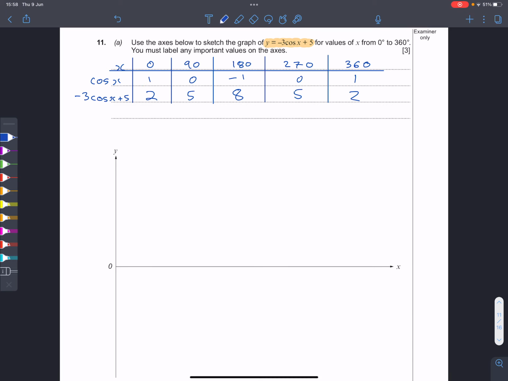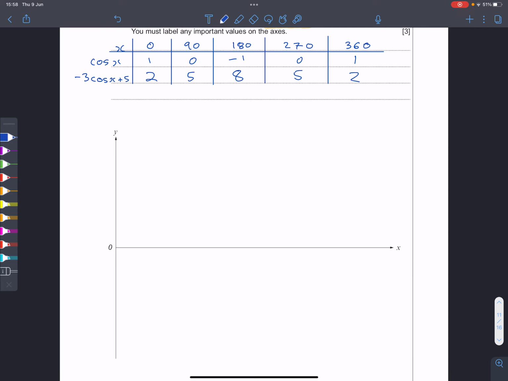So let's plot these points. We're looking at these points here: 0, 2; 90, 5; 180, 8; 270, 5; and 360, 2. That's what we're looking for. So let's mark these out: 1, 2, 3, and 4. That's 90, 180, 270, 360. It doesn't actually drop into the negatives like it did before. The lowest mark you've got is 2, and it goes up to 8.